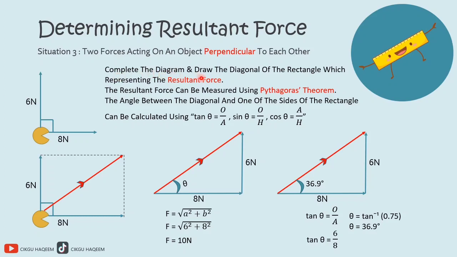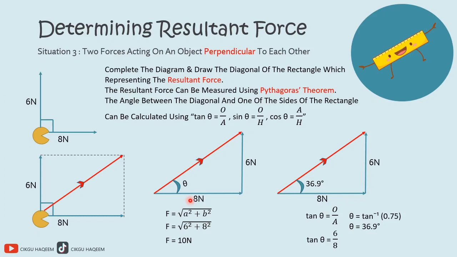First, you need to complete the diagram and draw the diagonal of the rectangle which represents the resultant force. So first, you need to draw the diagram to complete the rectangle. Okay, the dotted one, and then you draw the diagonal which represents the resultant force. After you draw this one, you can see there are two triangles. Okay, so you transfer the 6 Newton over here because the direction is the same. Alright, so you can use Pythagoras theorem to find the resultant force.